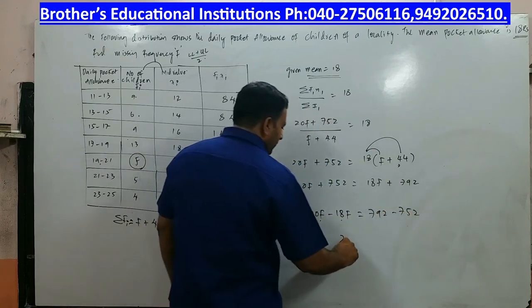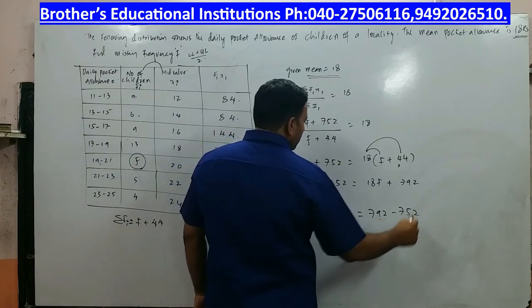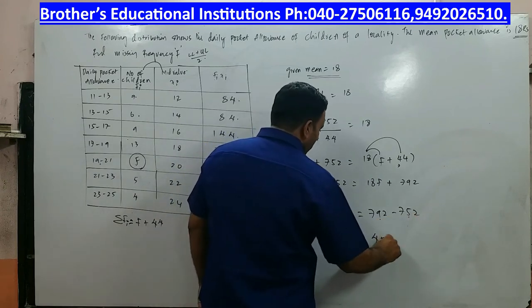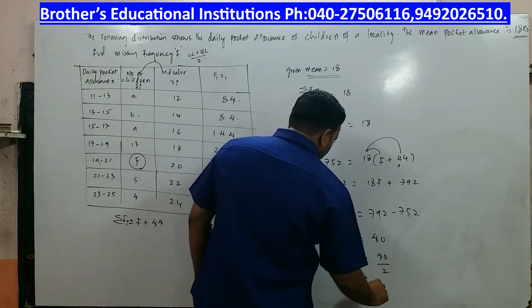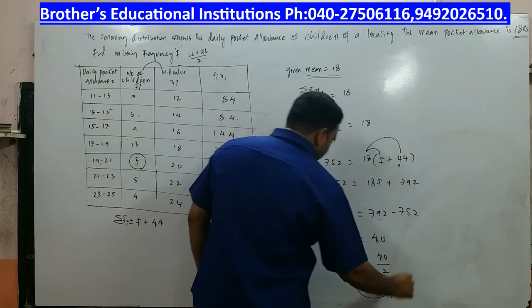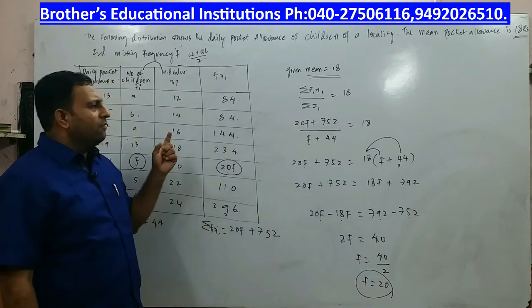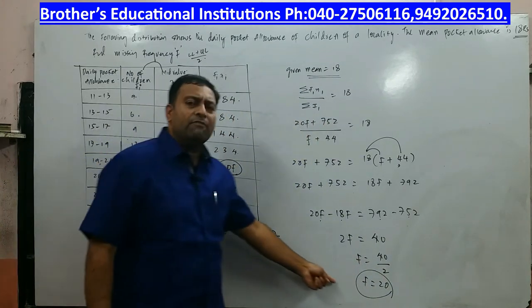20f minus 18f is equal to 2f. 792 minus 752 is equal to what? 40. What is f equal to? 40 divided by 2. F is equal to 20. So therefore we have determined the missing frequency.